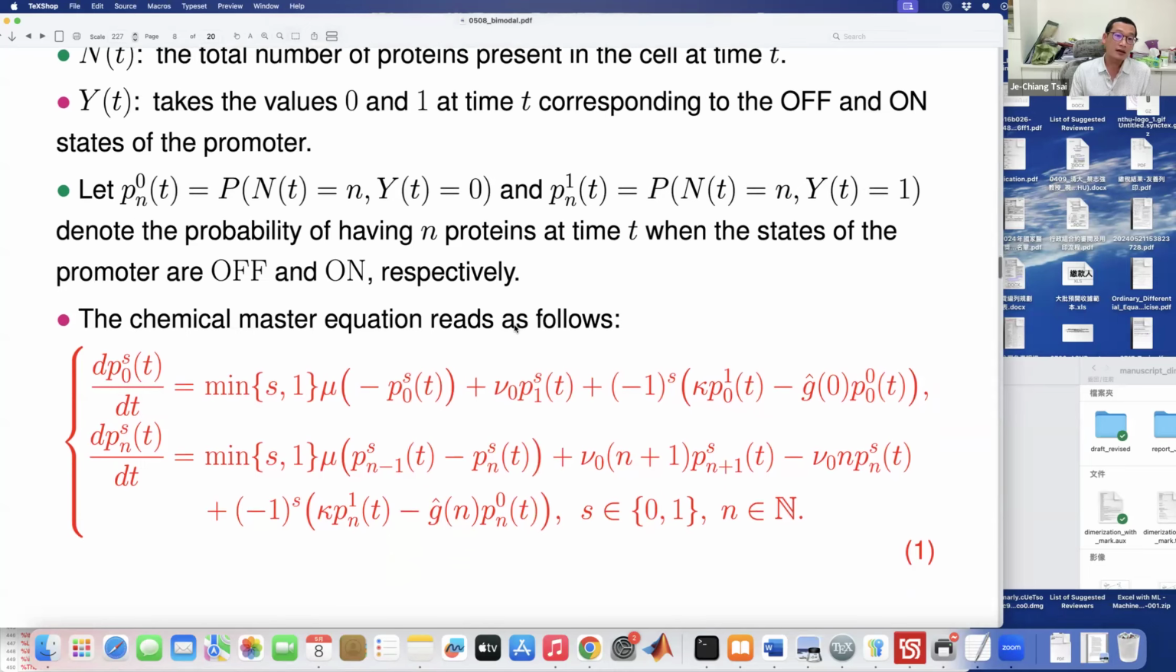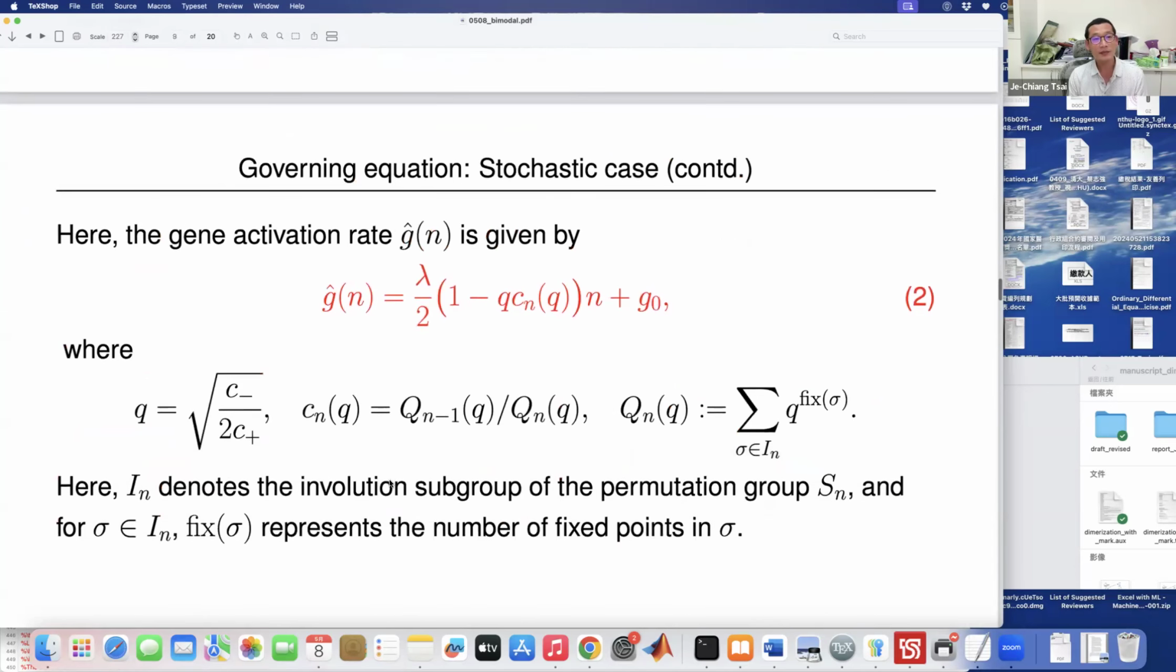This one. Then the chemical master equation for this model looks like this one. But because the protein number can vary from 0 to infinity, this is another two-component model. Actually, it's infinite, because small n, the number of proteins, can be from 0 to infinity. So you have an infinite number of equations. With an infinite number of equations, it's difficult to analytically study this model. Okay.